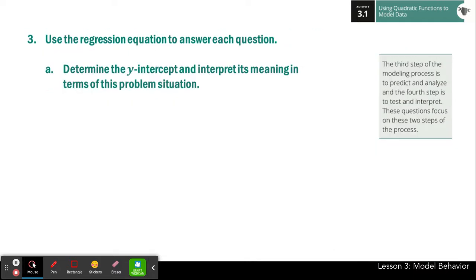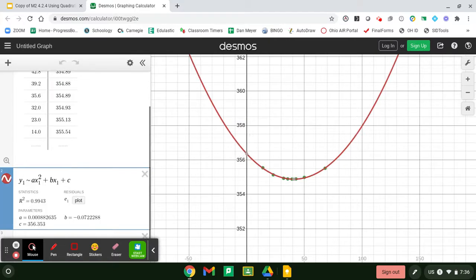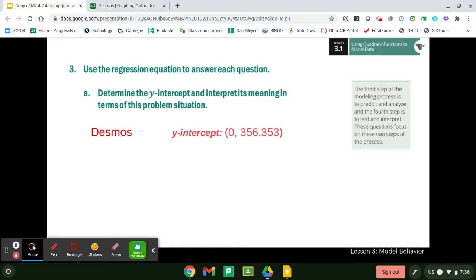All right, question 3 says, use the regression equation to answer each question. Well, we can kind of cheat a little bit and just go to the graph. So determine the y-intercept and interpret its meaning in terms of the problem situation. So this one is not as hard as most students have been making it to be. So all we're going to do is just look at the y-intercept. I'm going to click on it, and it's 356.353. So let's interpret what the y-intercept means.